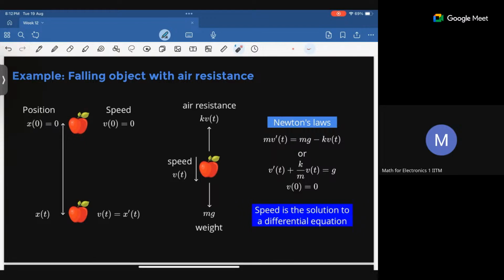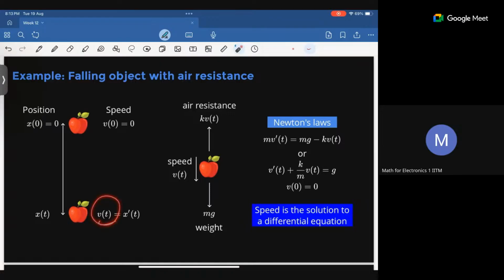So after we leave the apple from that height, as time progresses, this apple also moves downwards, and initially the speed may be 0, but slowly it picks up, right. When you leave the apple, the speed starts increasing because of the weight and the gravity, and it also moves downwards. So the distance will also change, and the speed of the apple will also change with respect to time. So both x of t, which is the distance, or you can call it position, and v of t, which is the speed, are functions of time.